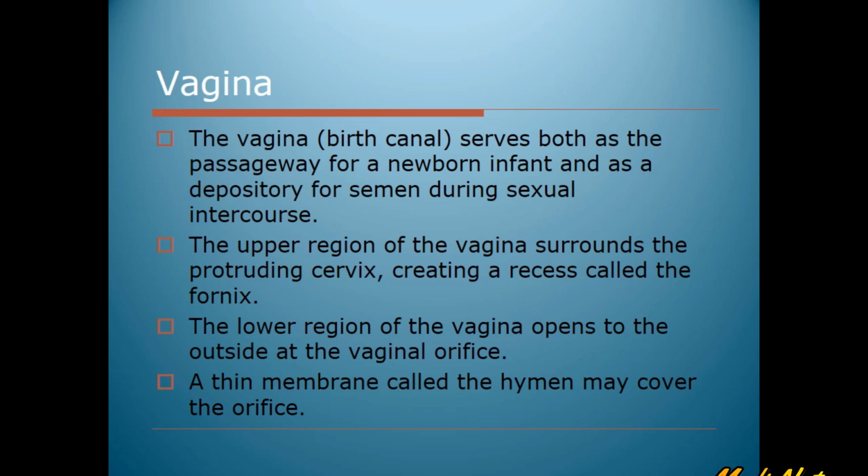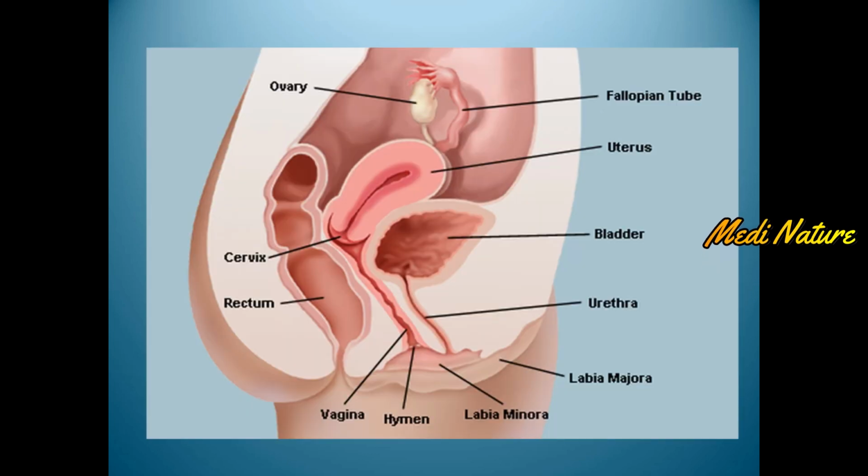during sexual intercourse. The upper region of the vagina surrounds the lower part of the cervix, and this joint creates a recess called the fornix. The lower region of the vagina opens to the outside of the body through the vaginal orifice. There is a thin membrane called the hymen which covers this orifice. In this picture, you can see the vagina, how it connects with the cervix, and how it opens to the outer environment. Also, how the thin membrane hymen covers the orifice.